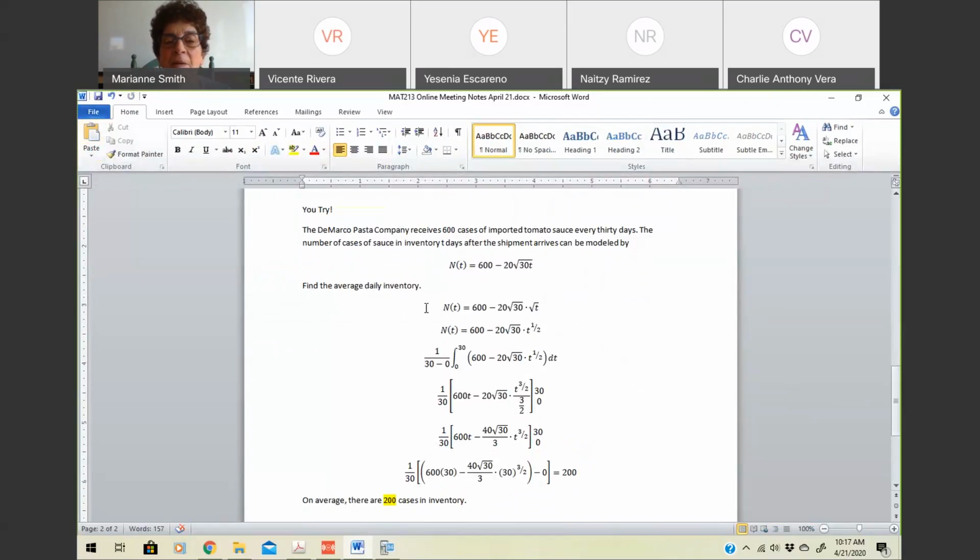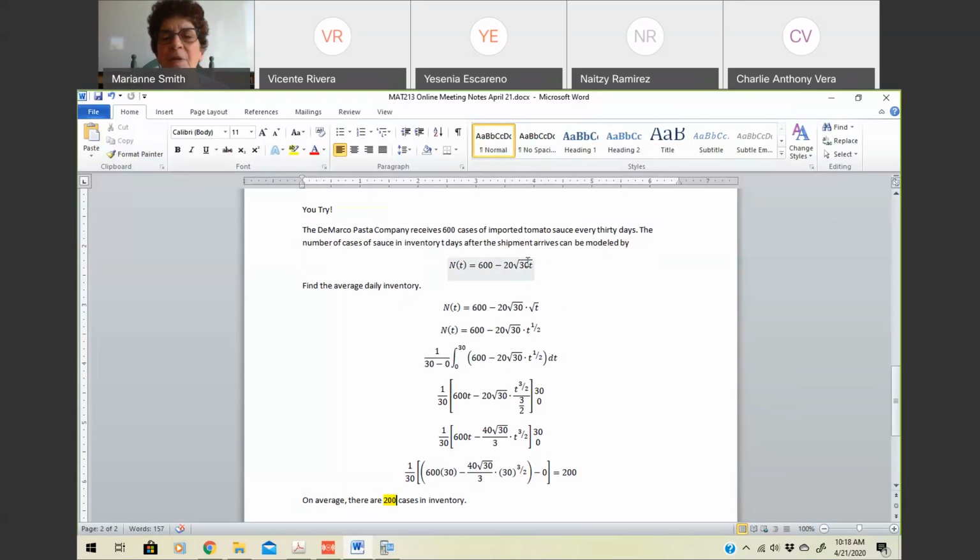So again, if I wanted to find average daily inventory, here's the function that models my inventory t days after the shipment arrives. What you want to pay attention to in this function is that both the 30 and the t are under the radical sign. So the first thing I'm going to do is separate those out. Why am I doing that? Because square root of 30 is just a number. Square root of t is a variable, and I need to do calculus on it.